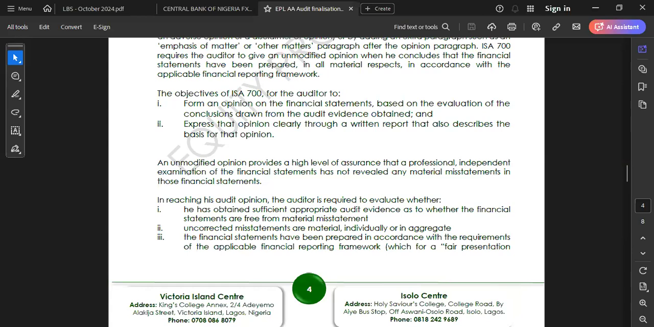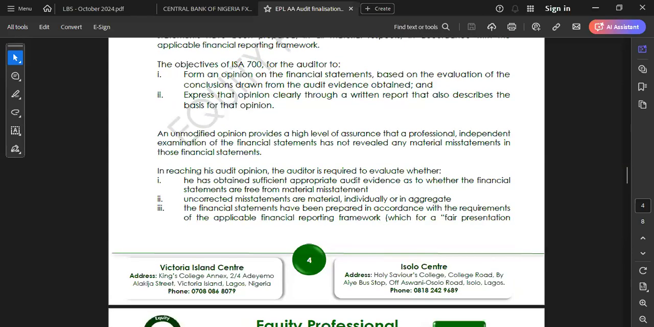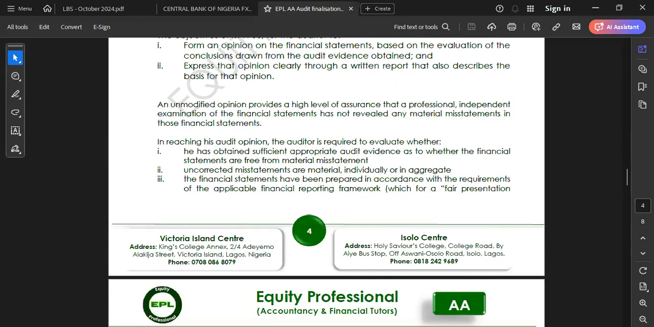So it means that you must be sure and have evidence to back that this financial statement doesn't contain any material misstatement. Then, two, you must also have evaluated that all uncorrected misstatements are not material. So what we are saying is that when there are uncorrected misstatements, they are insignificant. Then the other thing is that the financial statement must have been prepared according to the standard. So IAS 1 speaks to preparation of financial statements. IFRS speaks to measurement and evaluation of line items of the financial statement.